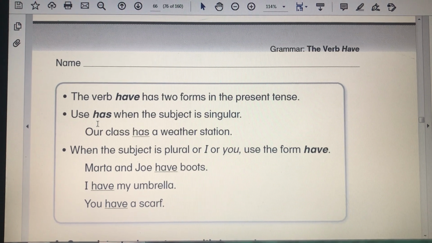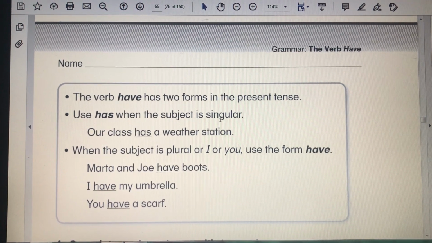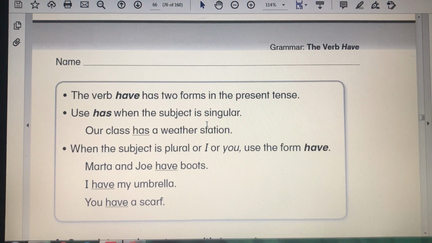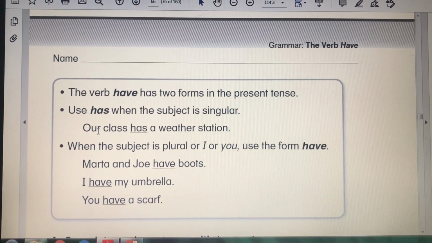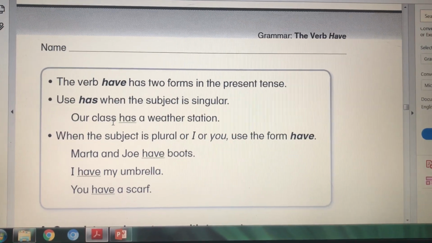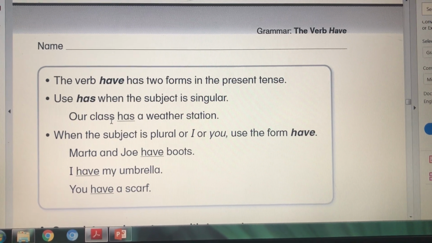Use has when the subject is singular. So when the subject is singular, only one, we use has. Our class has a weather station.